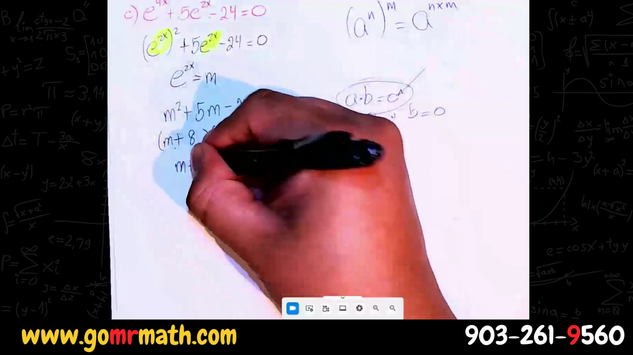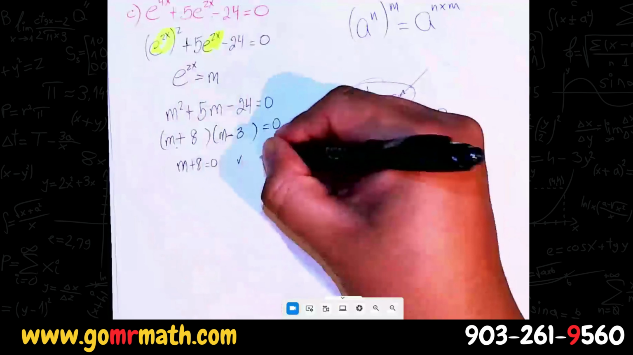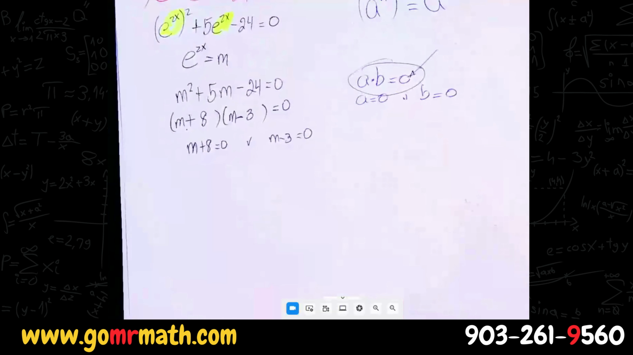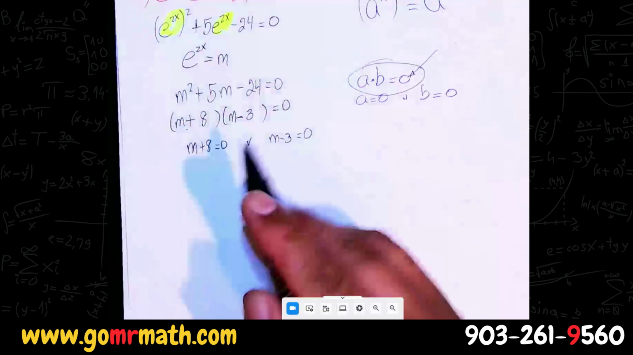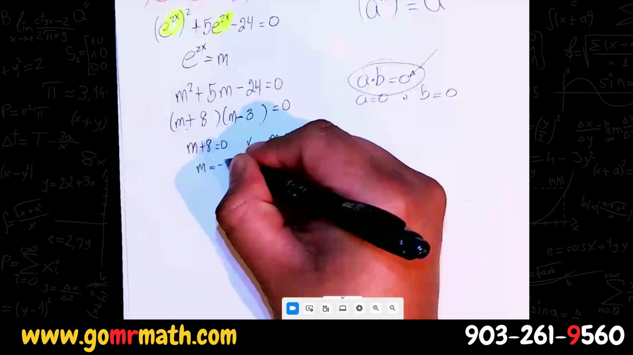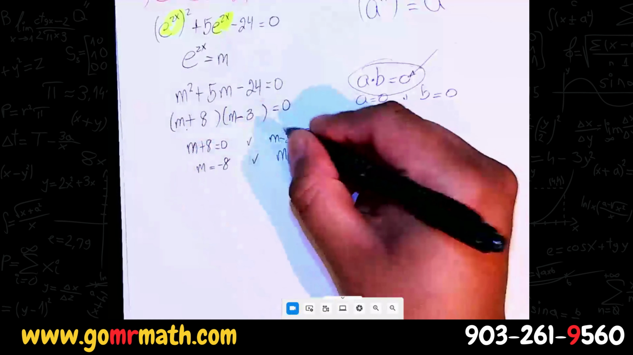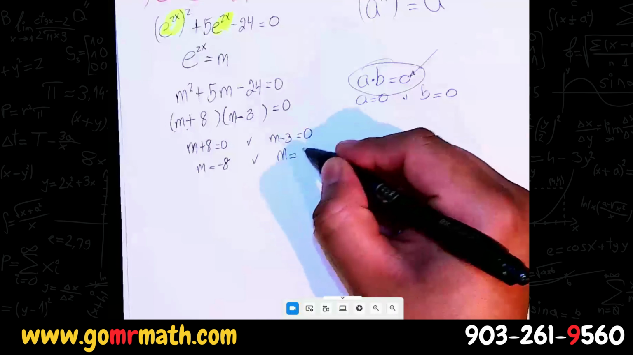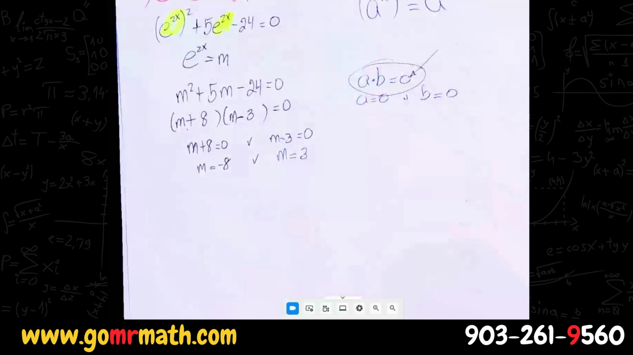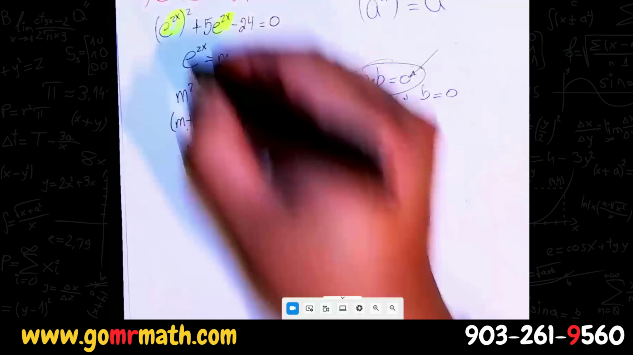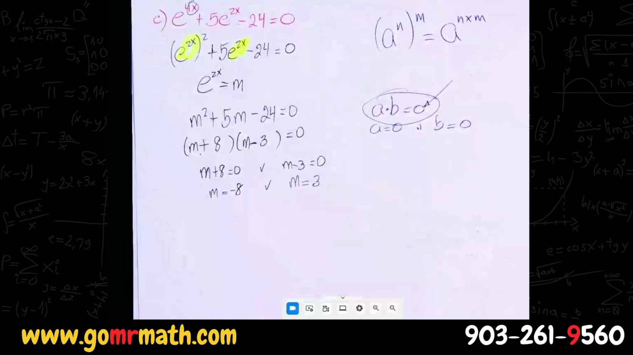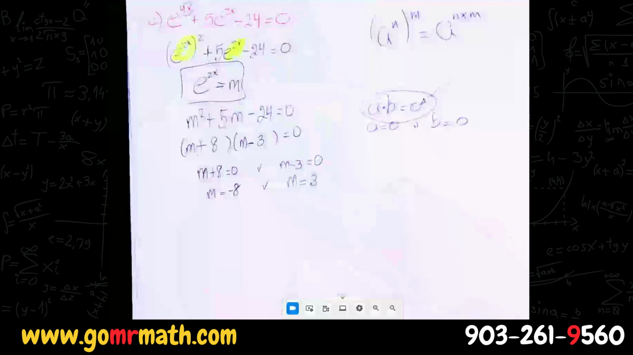Then we'll have m plus 8 equals to 0, or m minus 3 equals to 0. Okay, if we subtract 8 in here, we'll have m equals to negative 8, or m equals, in this case, we need to add 3 on both sides. We'll have m equals to 3. But remember, we're not solving for m, we're solving for x. We need to solve for x. Then we need to go back to this expression that we used to replace.